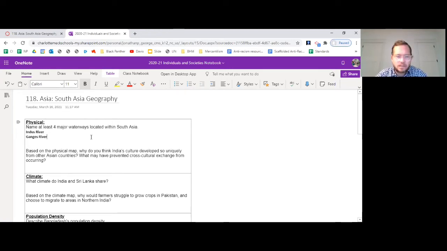Now let's look at this next, the drawing conclusions question with the physical map. Based on the physical map, why do you think India's culture developed so uniquely from other Asian countries? What may have prevented cross-cultural exchange from occurring? What that question means is, why is India so unique in its culture, and why does it not share many cultural characteristics with the rest of the world or the rest of Asia? What is so unique about India?